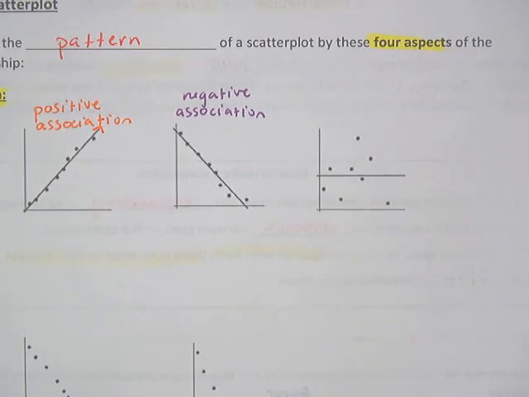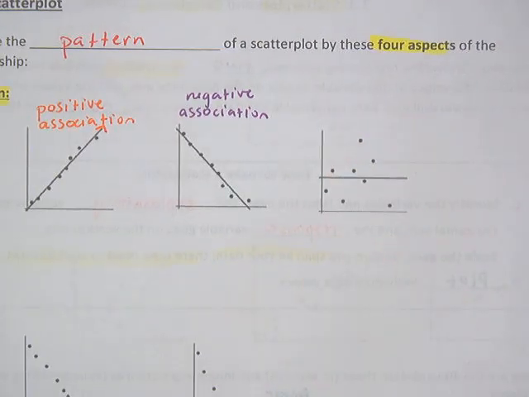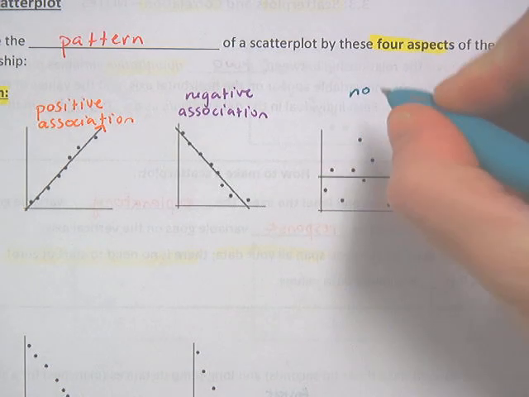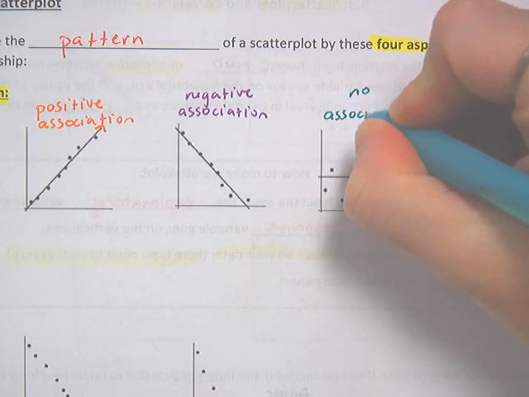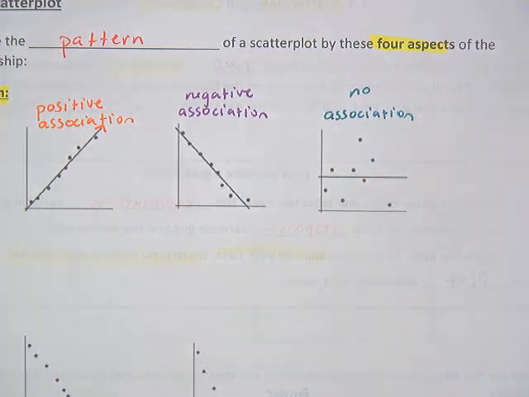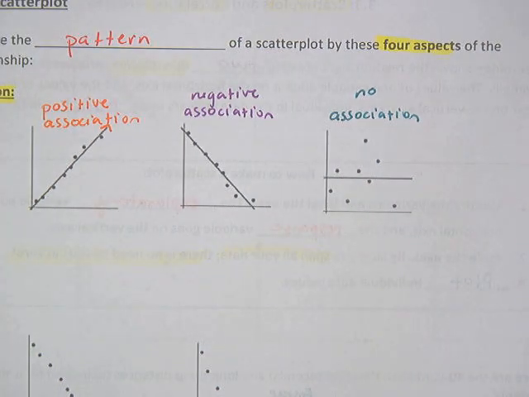Sometimes the data is going to be so completely scattered, you can't see whether it's increasing or decreasing, so we would just say that that has no association or relationship. Instead of the word association, we could say relationship between the variables. So if I ask for direction, I want positive, negative, or none.